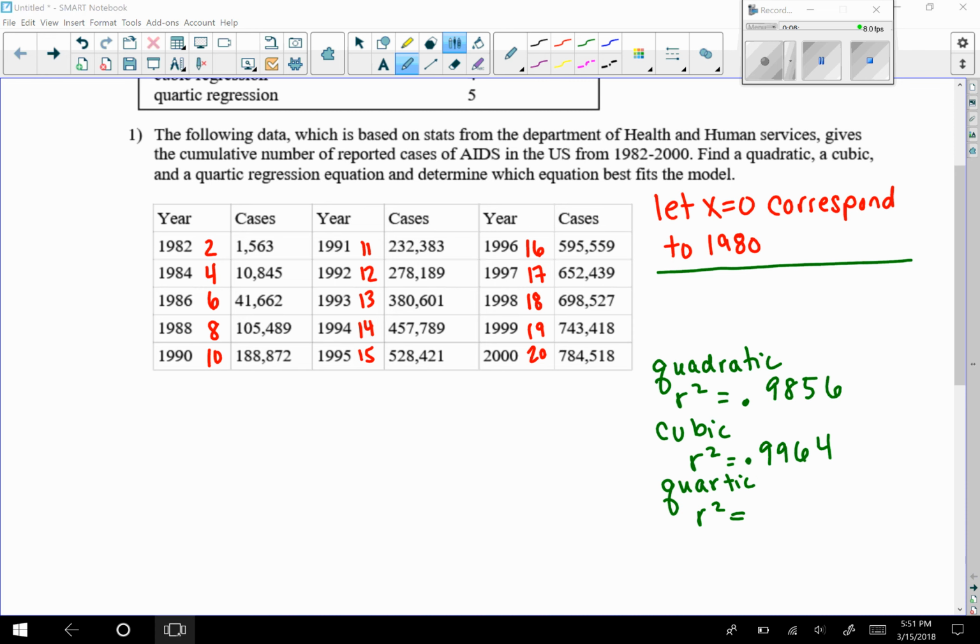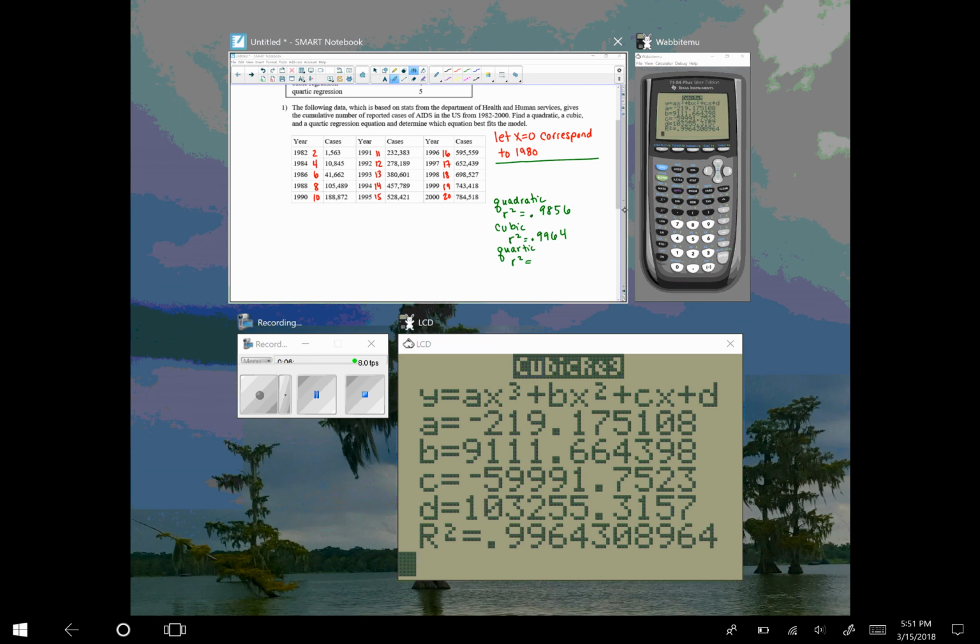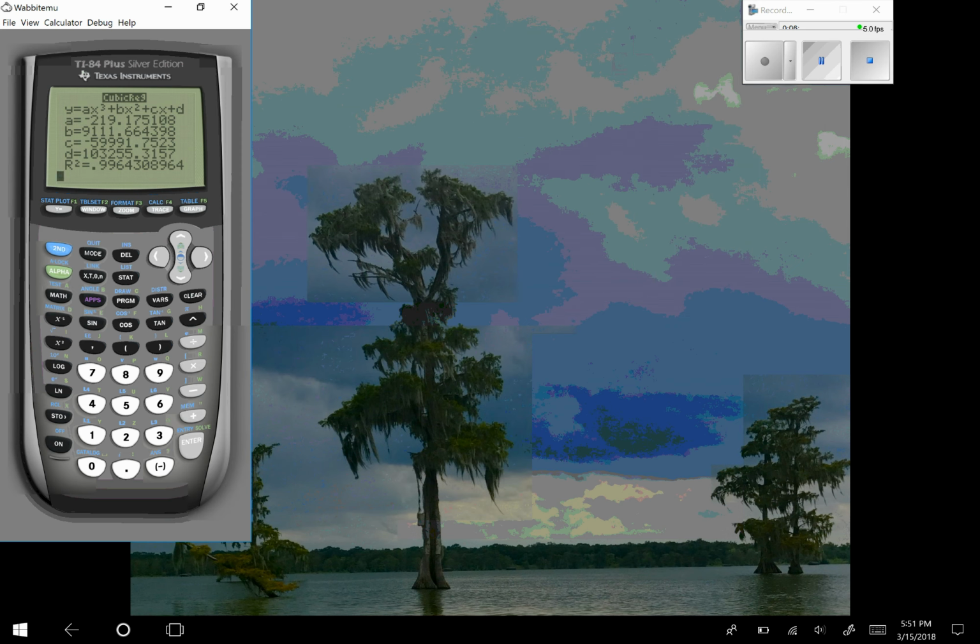Then the next thing that we want to look at, if I go back to my calculator, is our quartic regression. So stat, calculate, and quartic is number 7. Let's go ahead and store this into y3. So go to vars, right arrow over to y vars, enter and function.